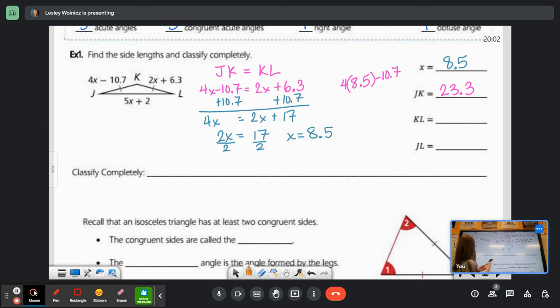All right, for KL, we got 2 times my x, which is still 8.5, plus 6.3. Oh, it should be the same thing, right? Because they're congruent. 23.3. It never hurts to check it and make sure that they're equal to each other. You should get them equal plugging x into both. It's a good way to check your work.